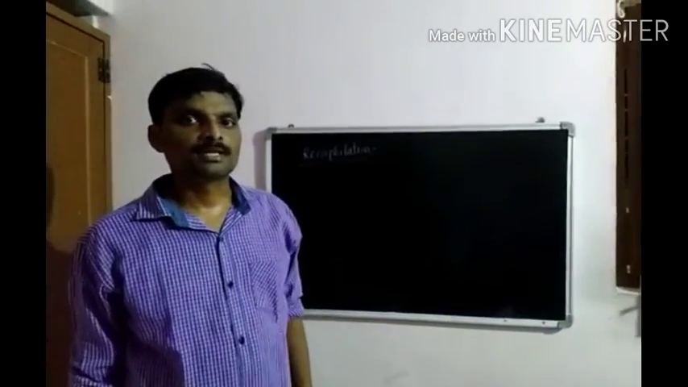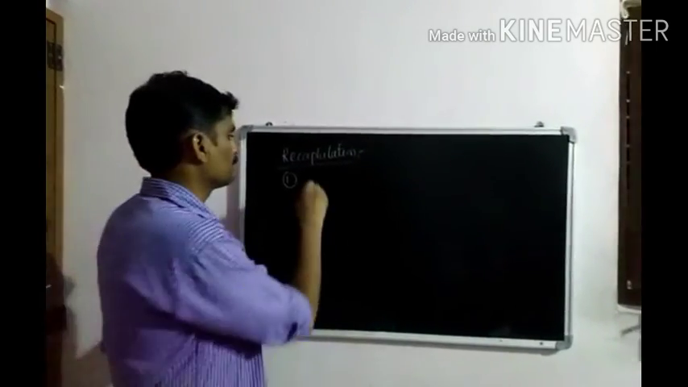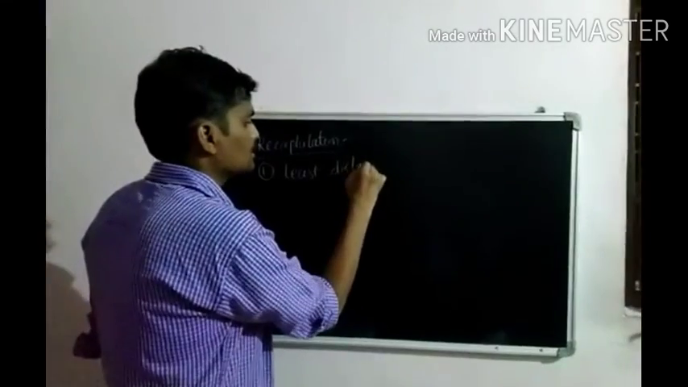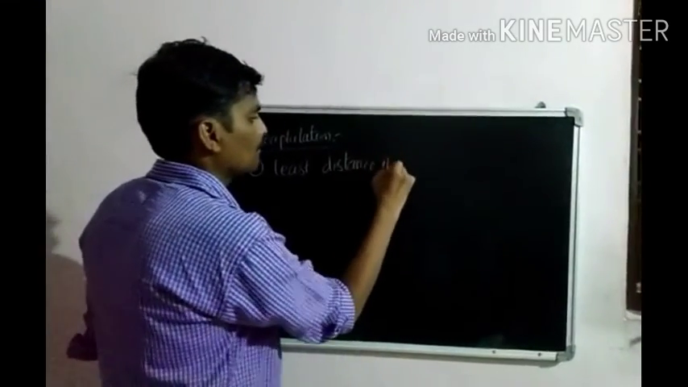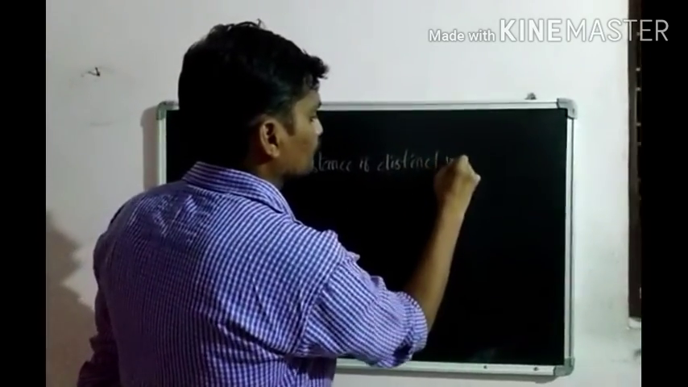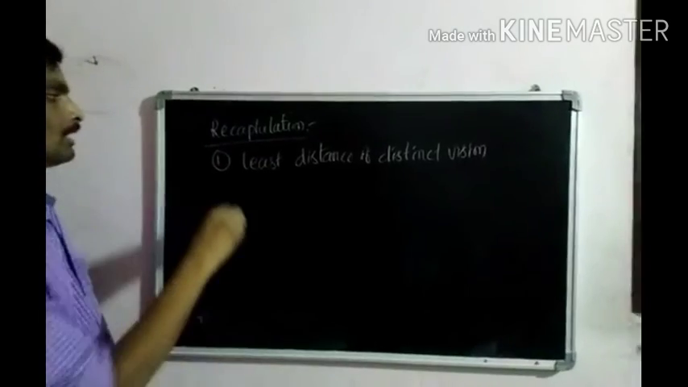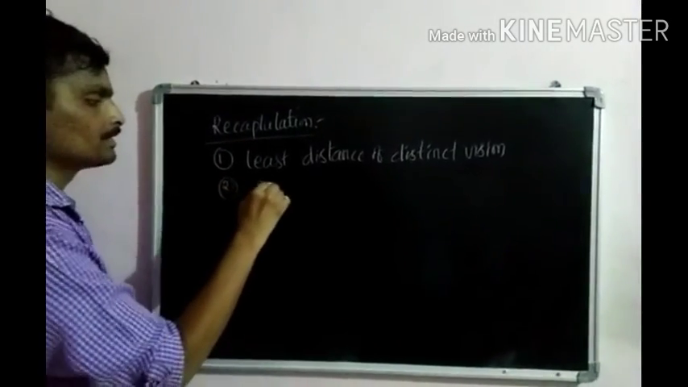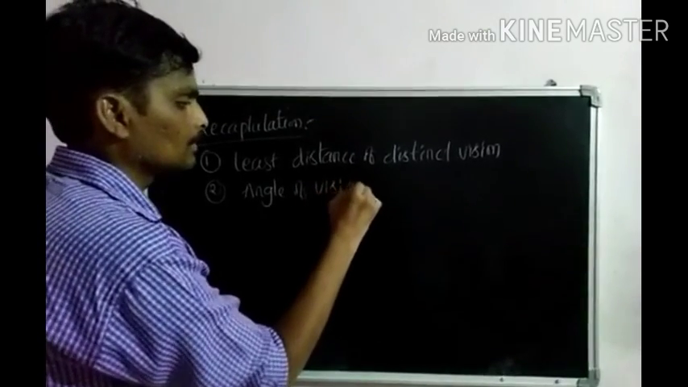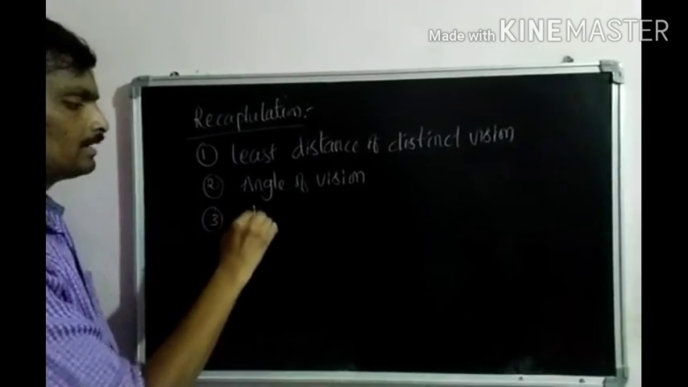Today we discussed, the first one, least distance of distinct vision. Second one is angle of vision. And third one is structure of eye.